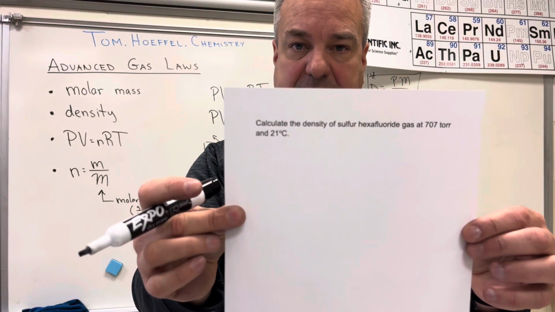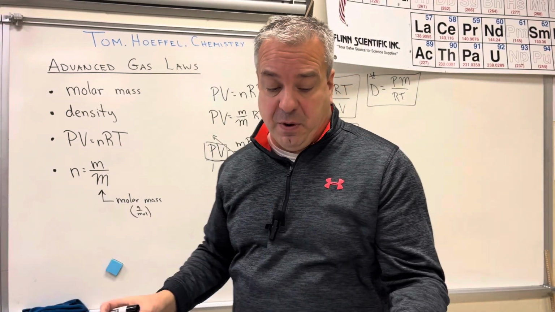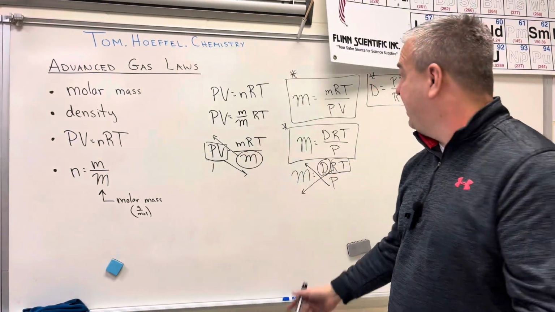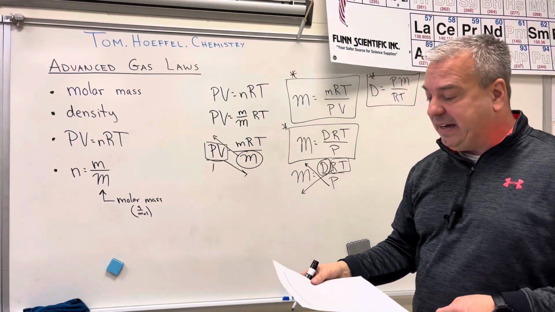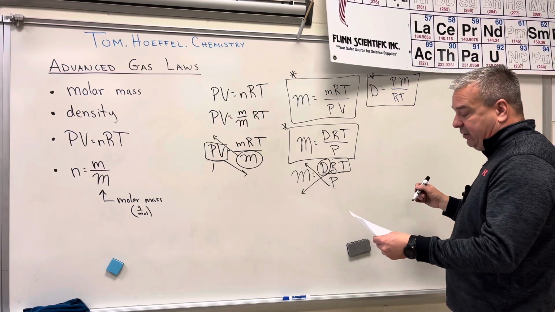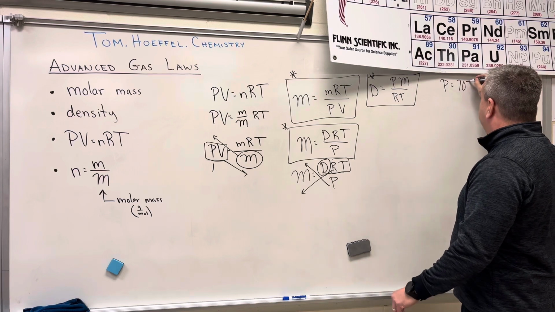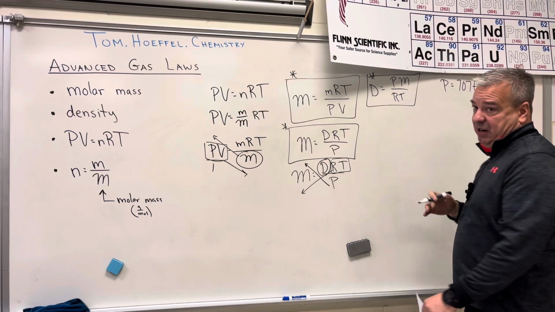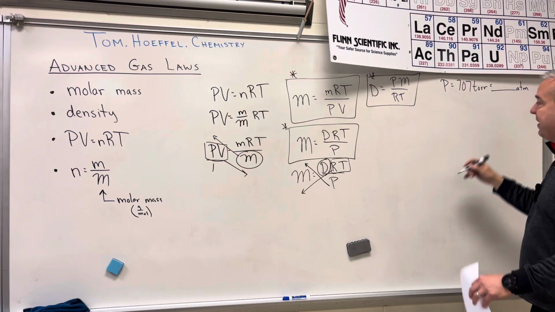Take a screenshot of it, maybe try the problem on your own, pause the video, and then come back and I'll be working on it. It says calculate the density, so I'm probably going to be using this equation, for sulfur hexafluoride gas at 707 torr and 21 degrees Celsius. So the pressure is 707 torr, which I'm not a big fan of. I'd rather have that in ATM, so I'm going to convert that over.